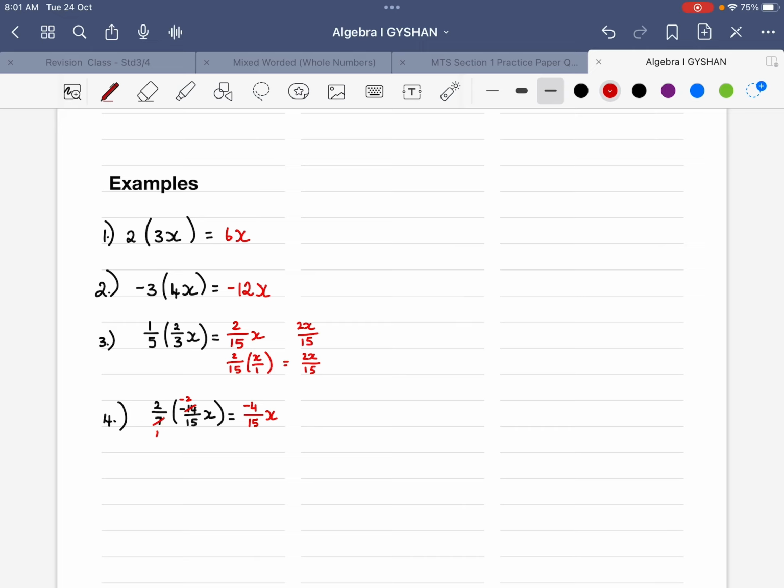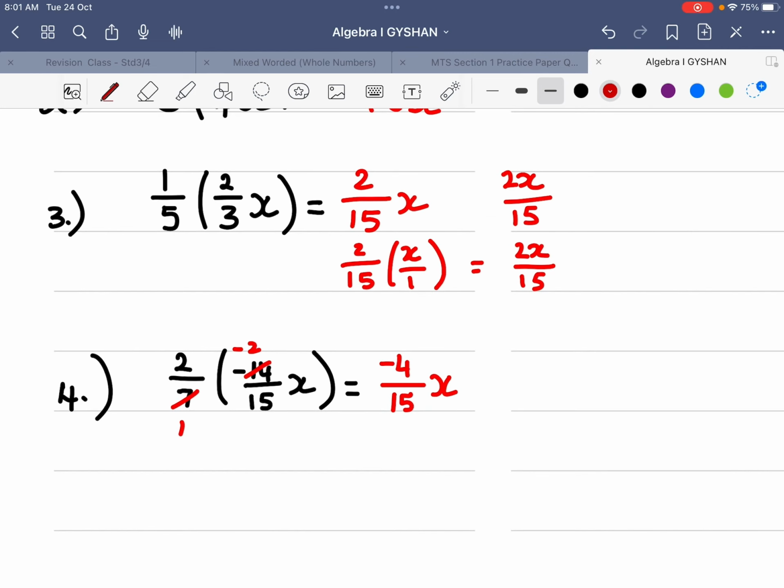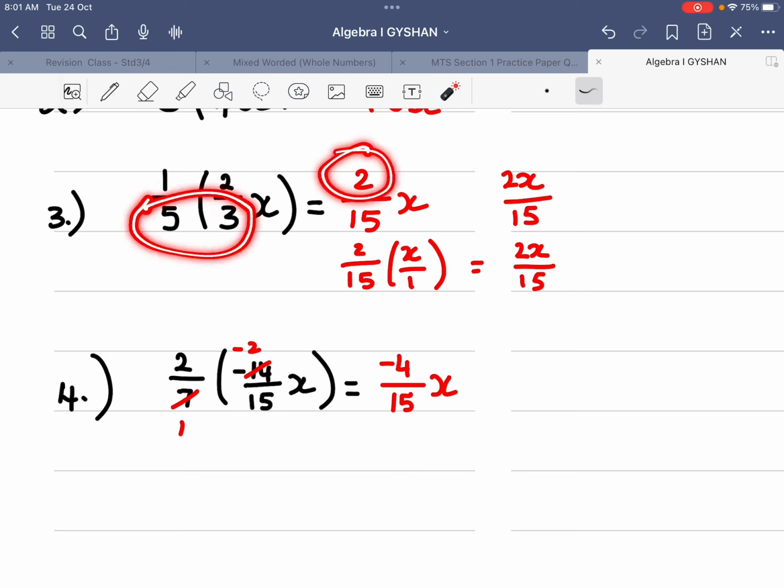So let's take a look at example 3 and 4. These are a bit different from the previous examples. Here we have fractions. So we check to see if any number on top could cancel with any number below. In this case, it cannot. 2 cannot go into 3 or 5 without a remainder. So we multiply the numbers across just like we would do with a normal fractions question. 1 times 2 is 2. And 5 times 3 is 15. So that's 2 over 15x or 2x over 15.